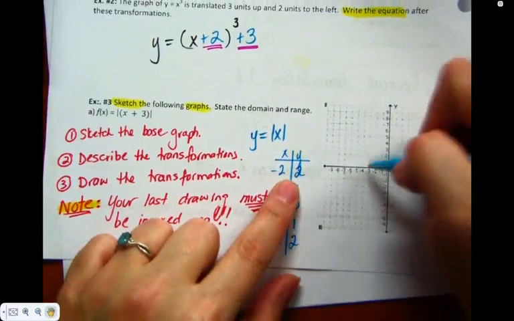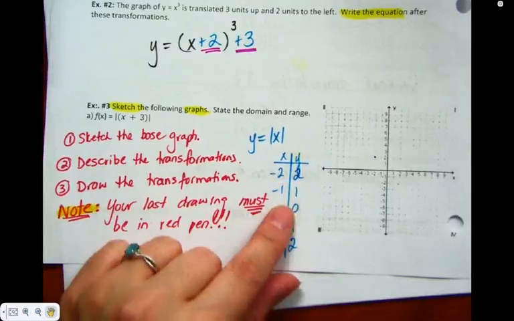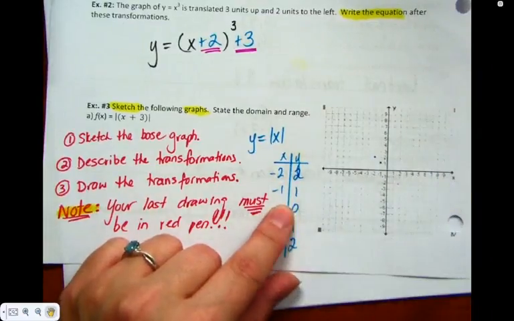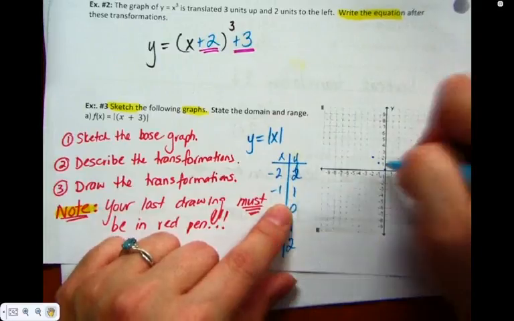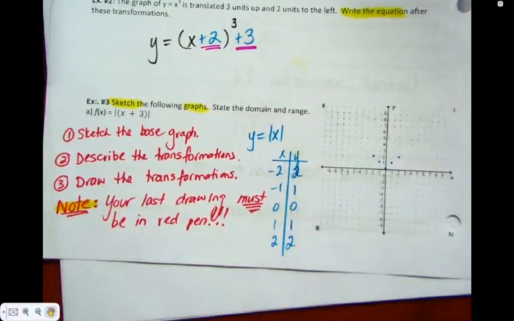So first point, -2, 2. Easy way to remember that. Absolute value. Ooh, I like that. It's got a V in it. Later on in Unit 4, there's a W. Can't talk about it now.